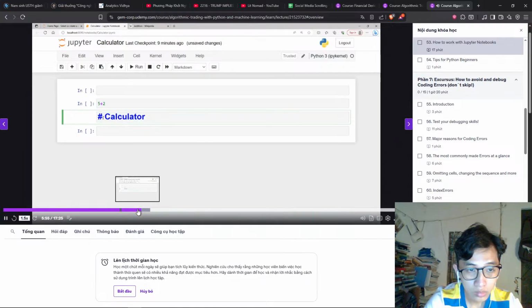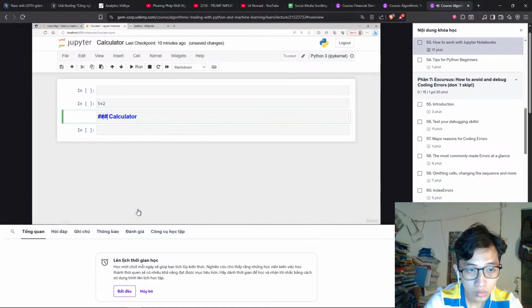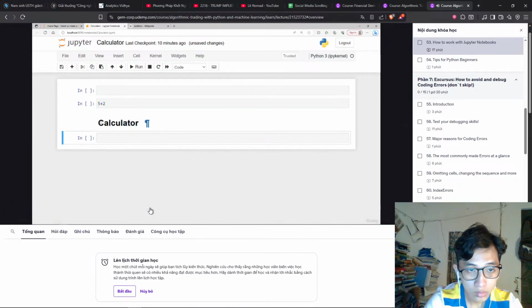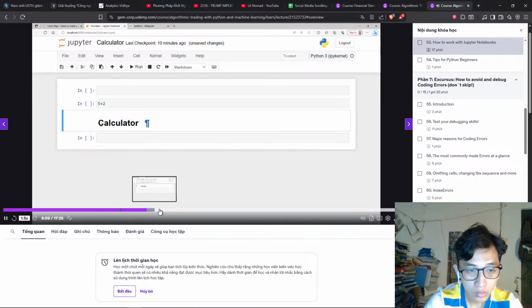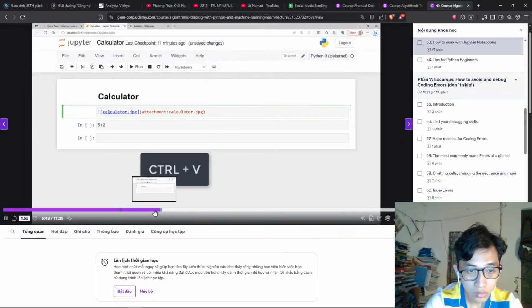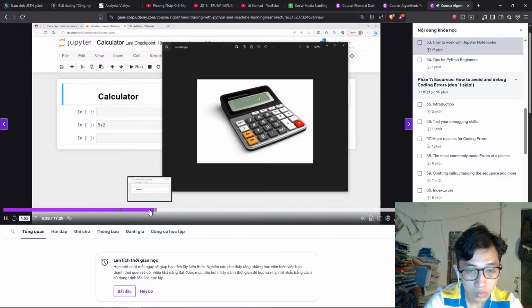So this is header number 1, and now we could also move our hash keys. We can go to header 2, header 3, and so on. And so we can create a hierarchical structure here. So this is header number 1, and now we could also move the cell up, so to be the very first cell, and we can run the cell, and header with hierarchy is the image and image of a calculator.